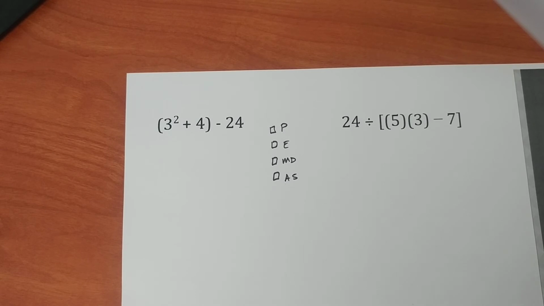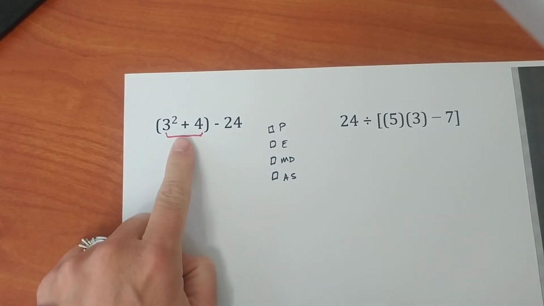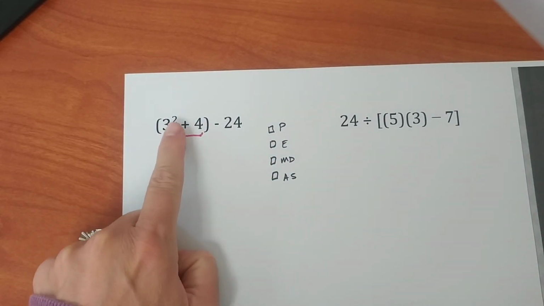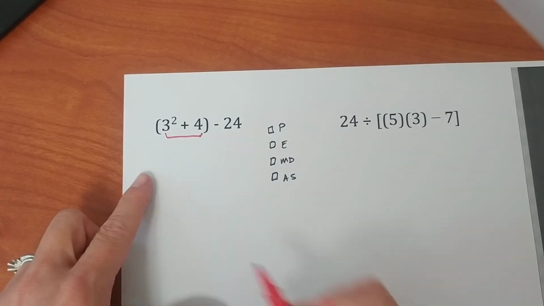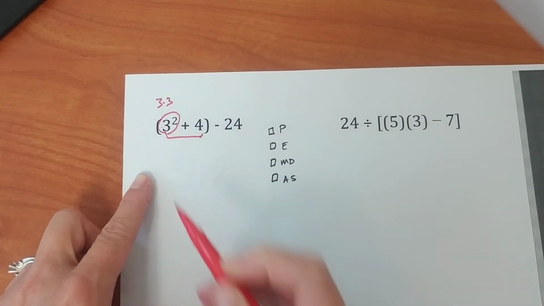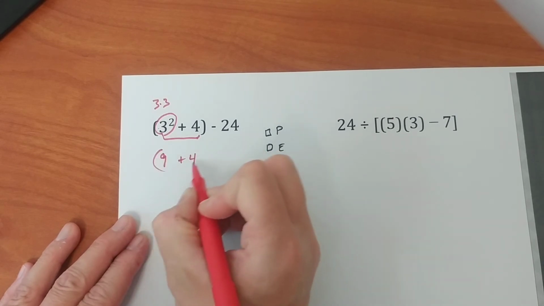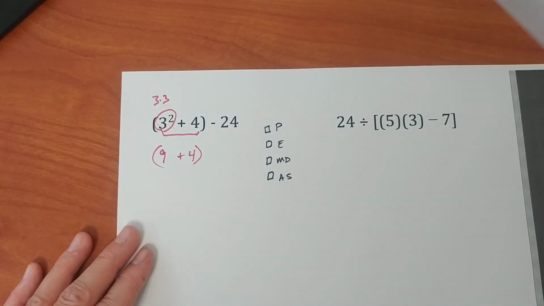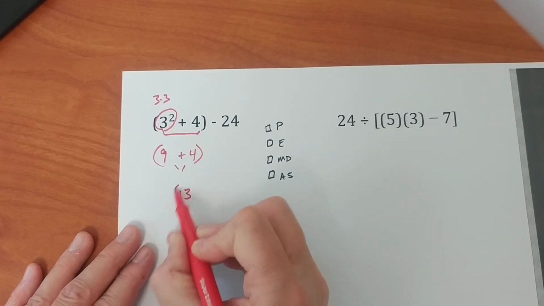All right, we've got parentheses first. And inside of our parentheses, we have some operation symbols. So inside here, I see exponent and add. What comes first? Exponent. So let's evaluate this. 3 to the 2nd power, that means 3 times 3. 9 plus 4. Am I done in the parentheses? No, I still need to add. 9 plus 4 is 13.